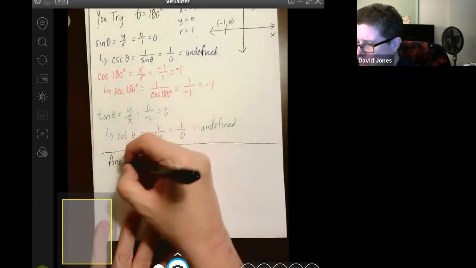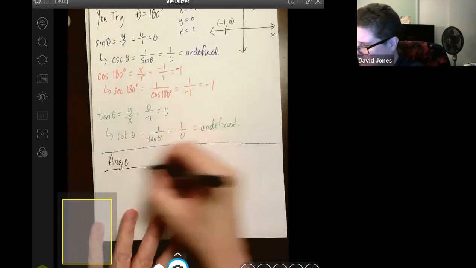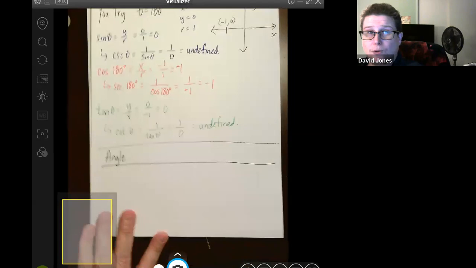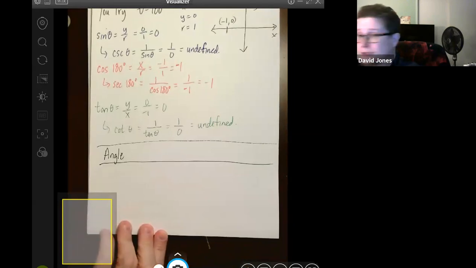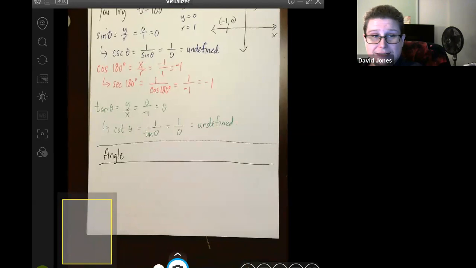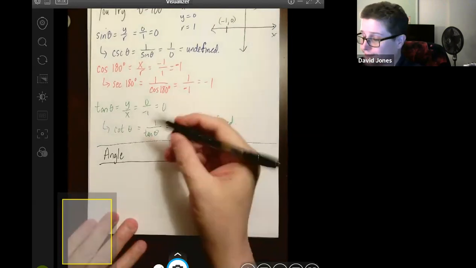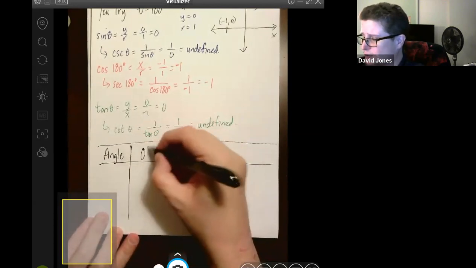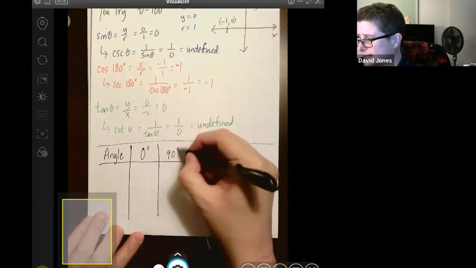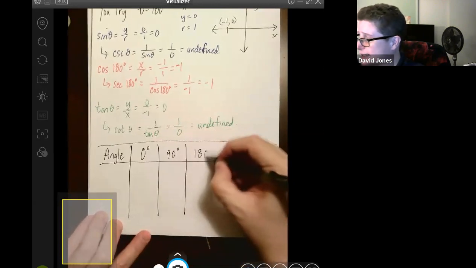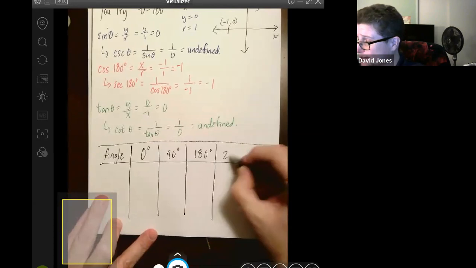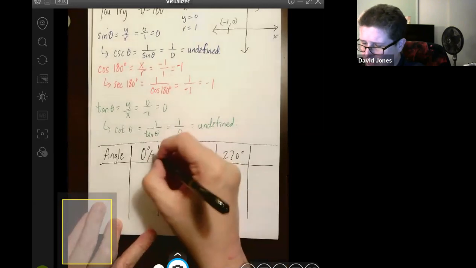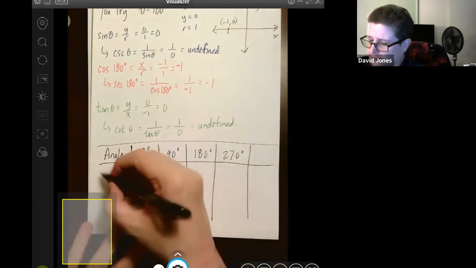You should have all of these memorized, okay? By the end of week 2, this is only a 4-week course because it's summer. In a normal semester, by the end of the first test, or when the first test happens, you should know. So we're going to put angle. We've got 0 degrees, 90 degrees, 180 degrees, 270 degrees. And this is also 360 in all the coterminal angles.